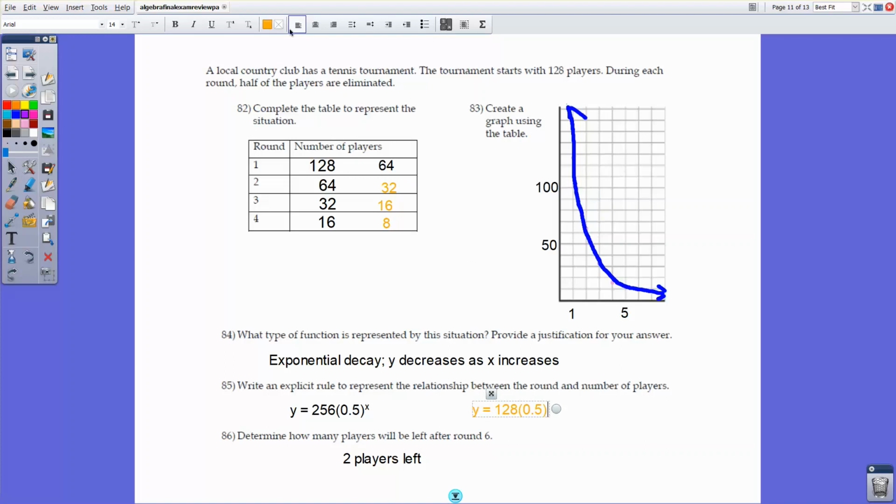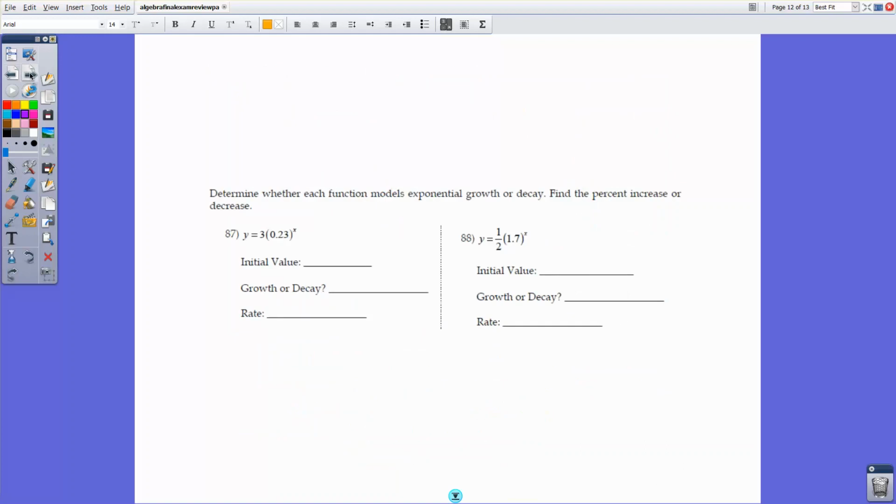If this kind of question was on the test, I would say that either of these answers would be acceptable based on the way the question is worded. Last, we have 3 questions to go. We're almost there. Whether the function models exponential growth or decay, find the percent increase or decrease.